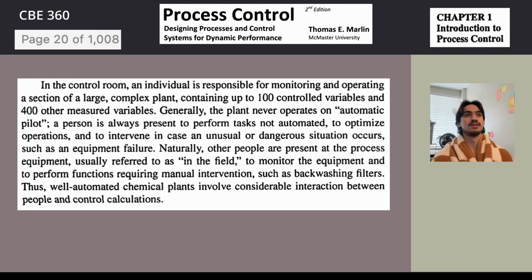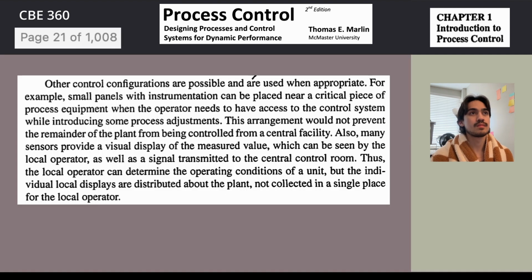Naturally, other people are present at the process equipment, usually referred to as in the field, to monitor the equipment and to perform functions requiring manual intervention, such as backwashing filters. Thus, well-automated chemical plants involve considerable interaction between people and control calculations. Other control configurations are possible and are used when appropriate.